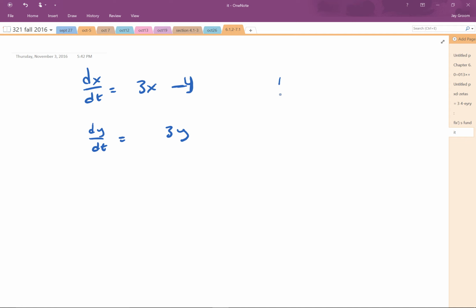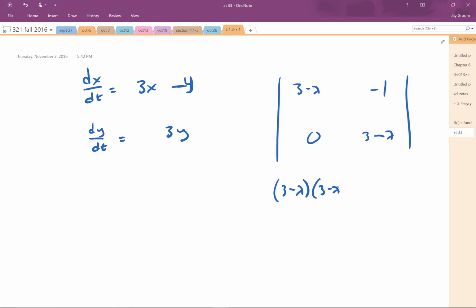By George, I think that's what I want. So I'm going to do 3 minus lambda, and negative 1, and 0, and 3 minus lambda. And so you're like, all right, cool. So then it's 3 minus lambda, and then plus 0. So that's hot. It's really just lambda is equal to 3, but twice.